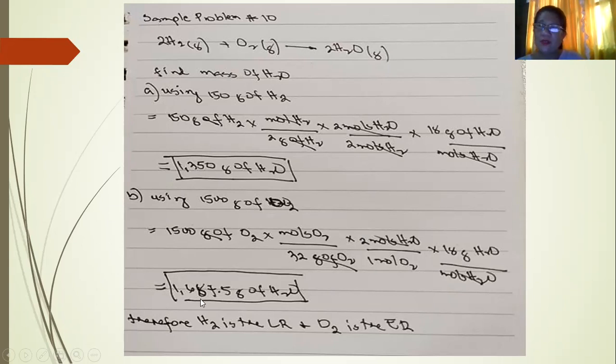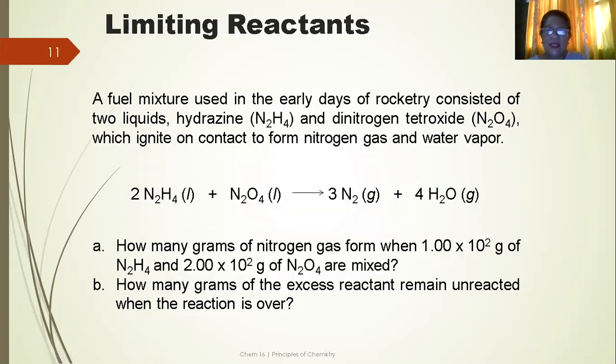This one is greater, therefore the excess reactant is using oxygen, while the limiting reactant is using hydrogen. So therefore, hydrogen is the limiting reactant, kay mas gamay siya kani using this one. Then oxygen is the excess reactant, kay mas dako siya. Okay, so that is sample problem 8.